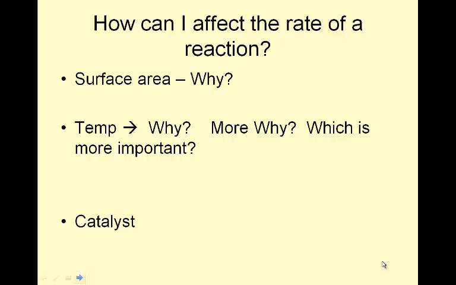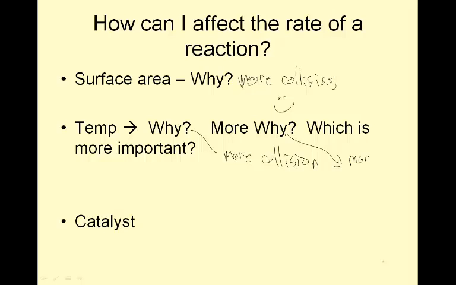How can I affect the rate of reaction? Surface area. If I have a greater surface area, I can have more collisions. More collisions means more successful collisions. So that means a faster rate. Temperature. Particles move faster, so you have more collisions. So not only do you have more collisions, another reason why is they collide with more energy, which is more important. And we'll get to this in class. More energy is more important. Catalyst lowers energy required.